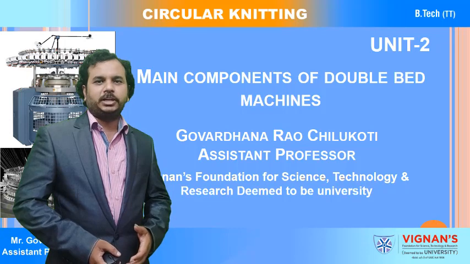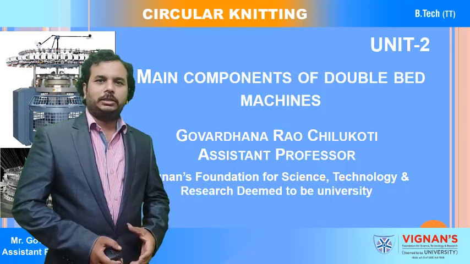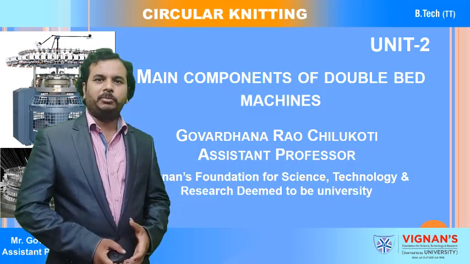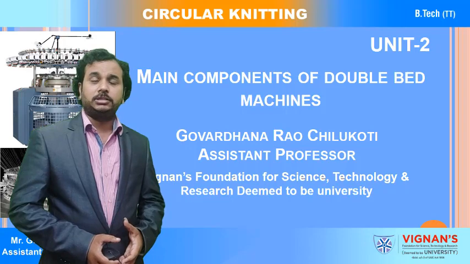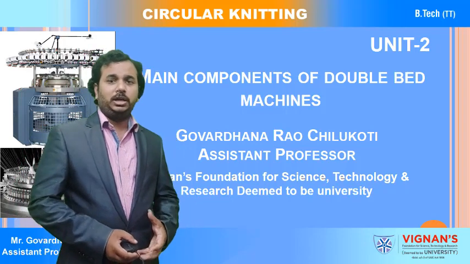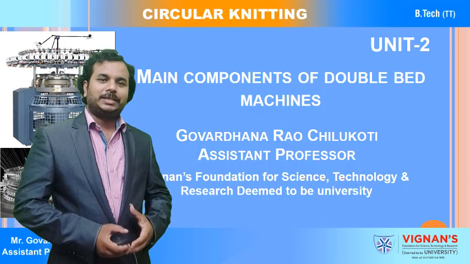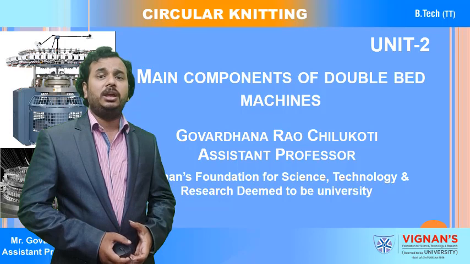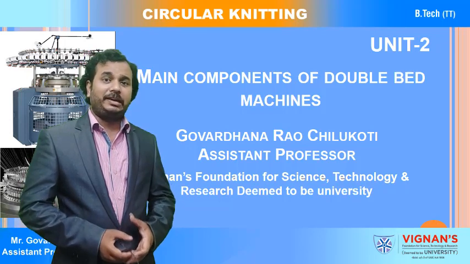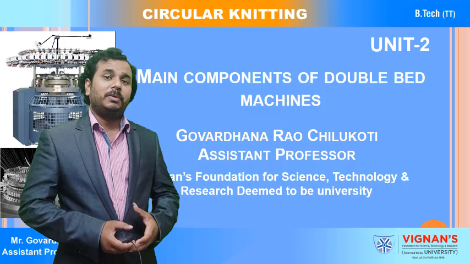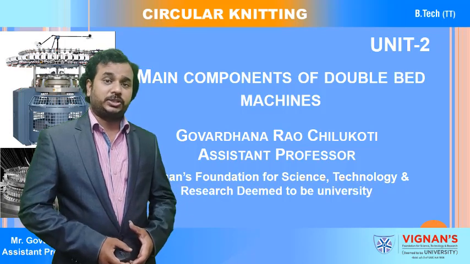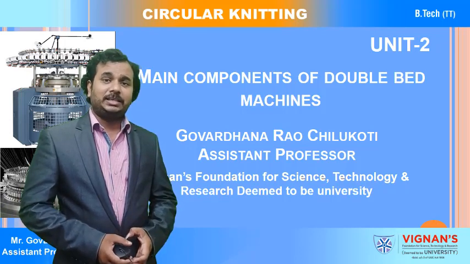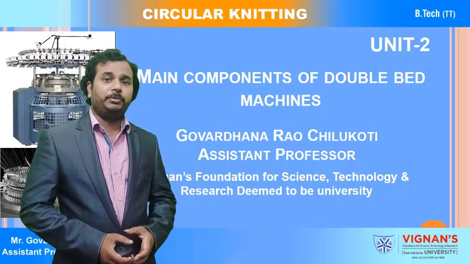In the previous sessions, we have discussed the classification of knitting technologies, or the classification of knitting machines based on various categories. As well as we have seen the components in the single jersey, or in the case of small diameter, medium diameter and large diameter circular knitting machines. In the last topic in the first unit, we saw the main components in the single jersey or single bed weft knitting machines.